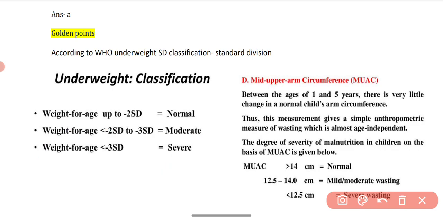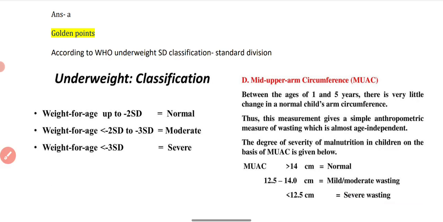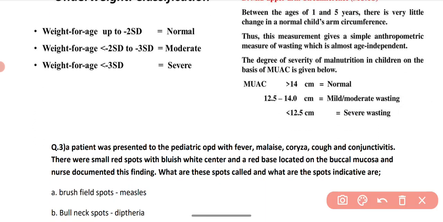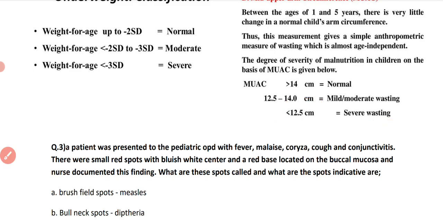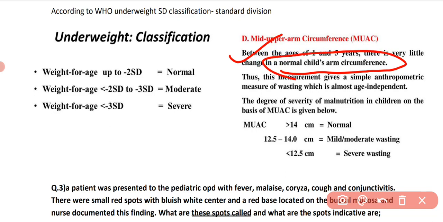And also they have given the mid upper arm circumference. See, mid upper arm circumference, here you can see very clearly. More than 14 centimeters is normal. 12.5 to 14 centimeters, mild to moderate muscle wasting will be present. Less than 12.5 centimeters, severe wasting will be present. And this one will be commonly seen after 5 years of age. Between the ages of 1 to 5 years, there will be little change in the normal child's arm circumference. So above these 5 years, we can go for mid upper arm circumference.